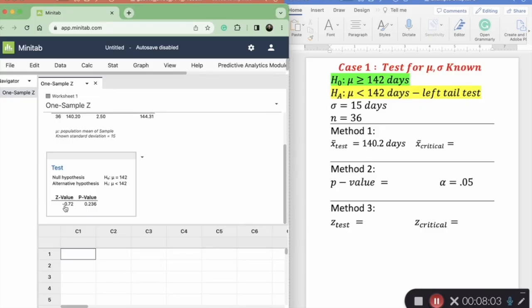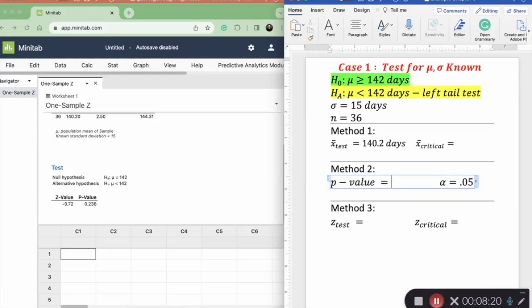This is the standardized z value of the X bar test. This is the standardized value of 140.2. Okay? So I'm going to place them here. The p-value is 0.26 and the z-test is negative 0.72. Good. Method 2 is complete.